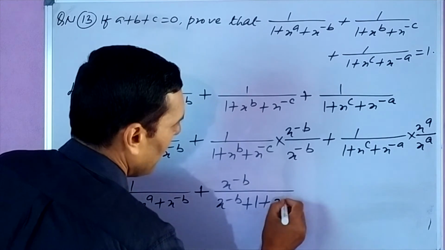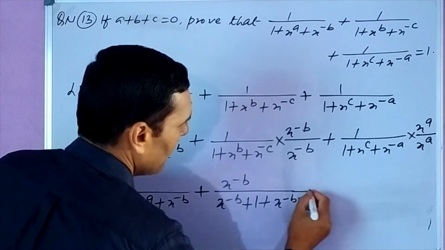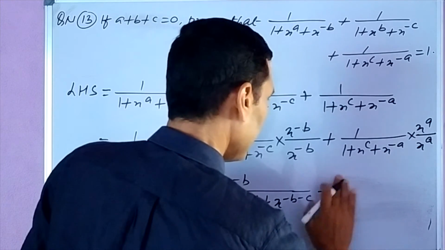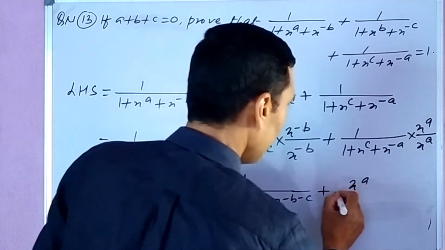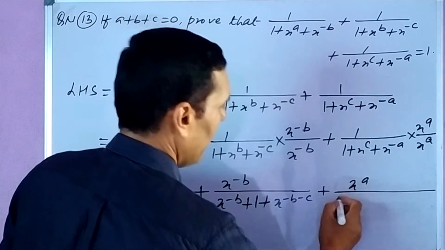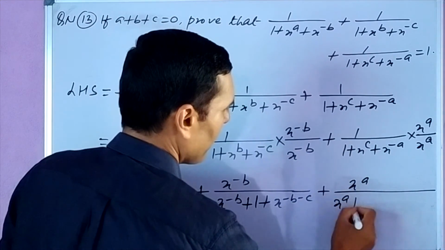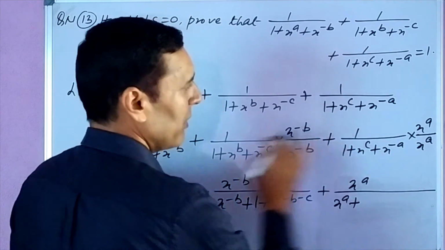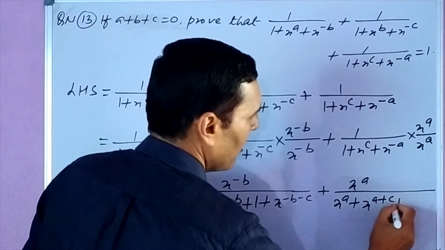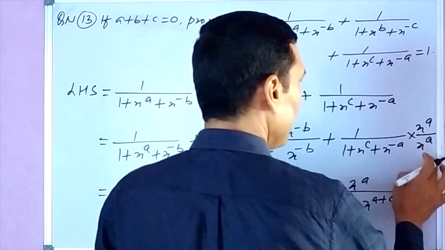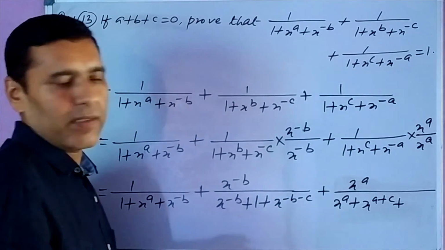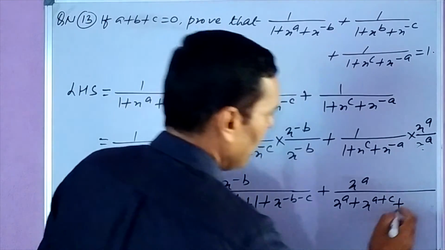So x to the power minus b minus c, and the third term numerator is x to the power a, and denominator 1 into x to the power a. It is x to the power a, x to the power a into x to the power c, x to the power a plus c, x to the power a into x to the power minus a. Plus a minus a cancel, x to the power 0, it is 1.